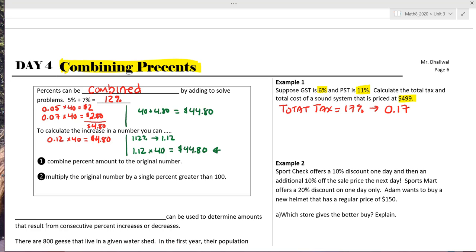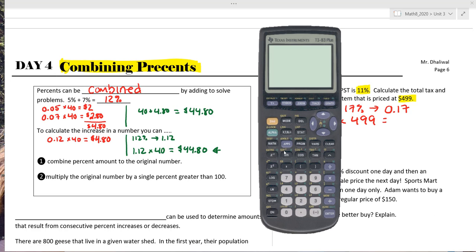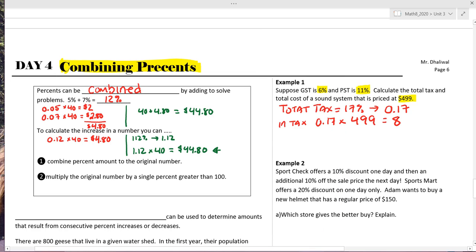So the amount of money we pay in tax, we pay 17% of our price of the stereo system. That's $499. So we go 0.17 times $499 is $84.83. Okay, that's how much money we pay in tax.